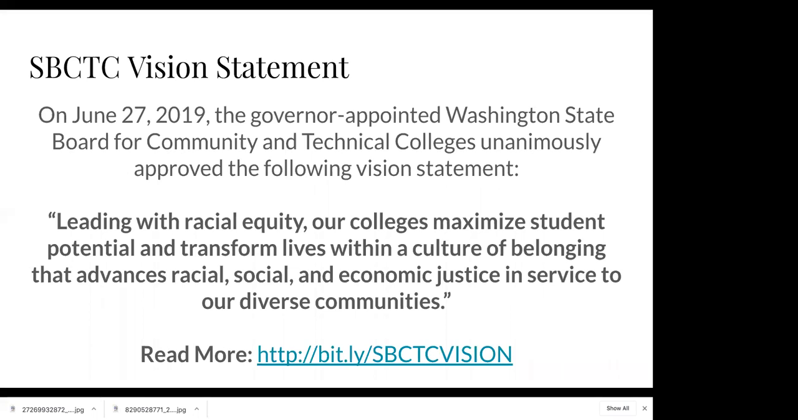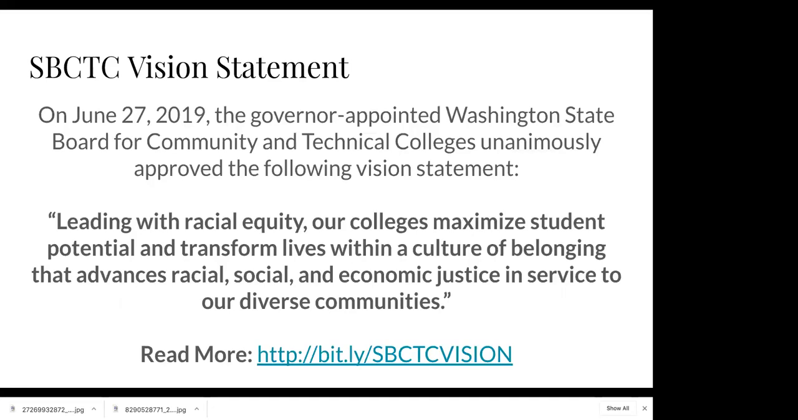And I wanted to make sure that I showed everyone. I know that many of you who have attended other webinars have already seen this vision statement, but this is a really important statement to those of us who work at the state board. Our 9-member governor-appointed state board unanimously approved this vision statement. Leading with racial equity, our colleges maximize student potential and transform lives within a culture of belonging that advances racial, social, and economic justice in service to our diverse communities.